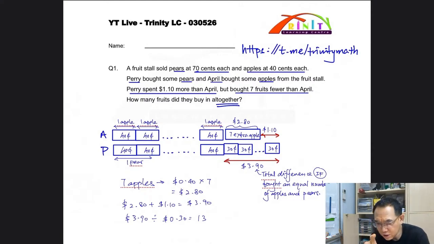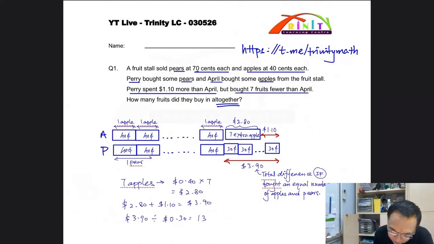Who bought 13? Is it April bought 13 apples or is it Perry bought 13 pears? You need to think. Otherwise, you use this, you get a number and then you don't know what to do with it. Amitav, you got it right. It is 13 pears. Okay, why?